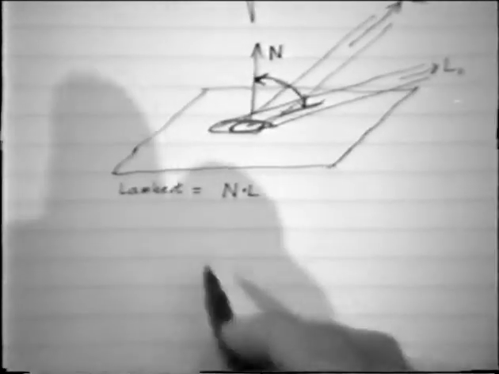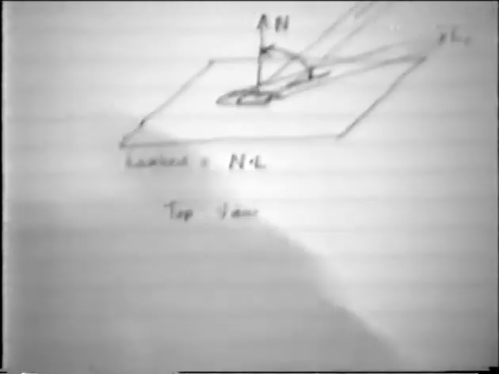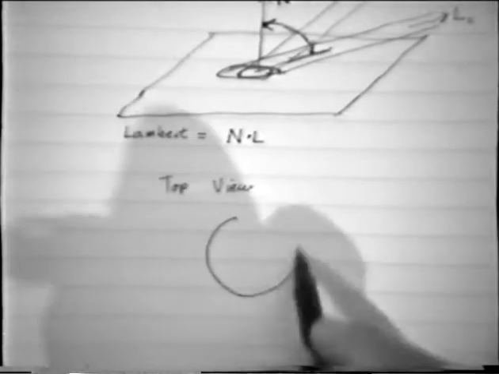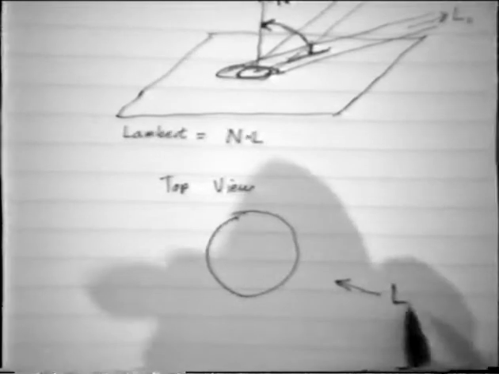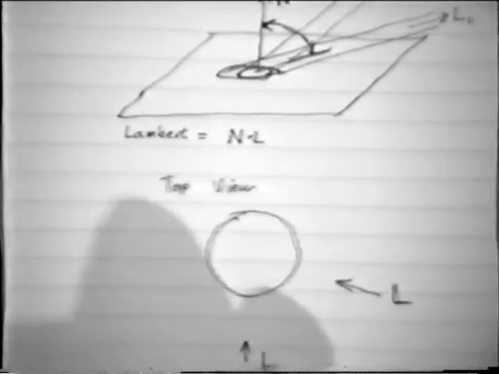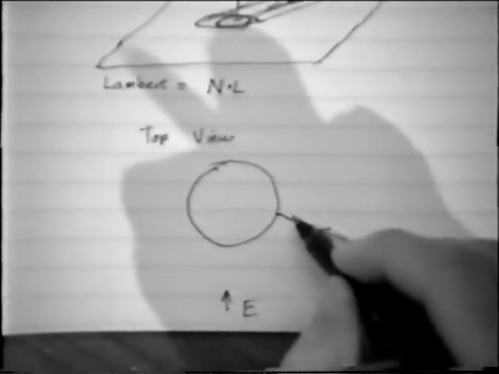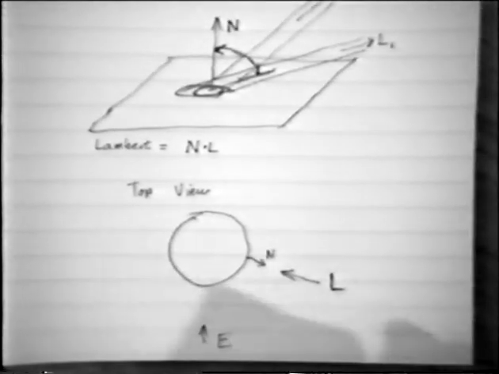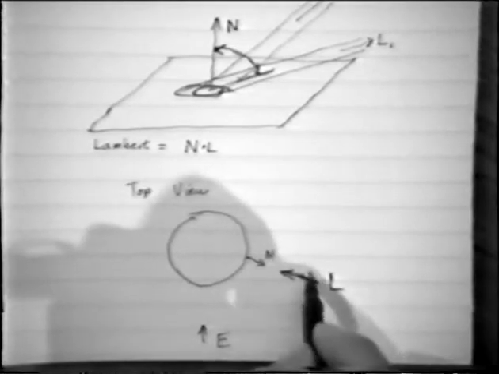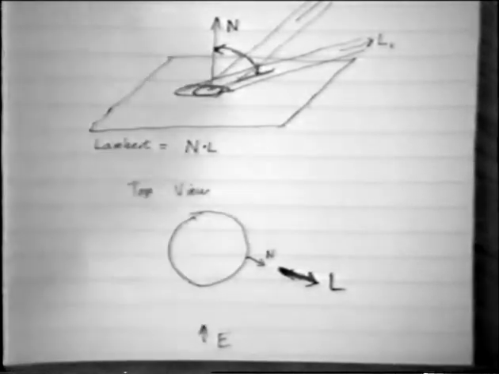If you imagine a top view here, and let's say a top view of, say, a cylinder. So here's the cylinder, and here's the light coming in from this direction, and here's the eye looking in that direction. This particular part of the cylinder, we have to first define a few sign terms. The vector L is the vector from the object to the light. Otherwise, we're going to get a problem here.